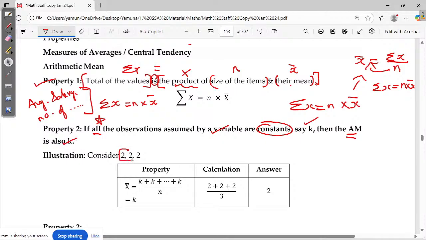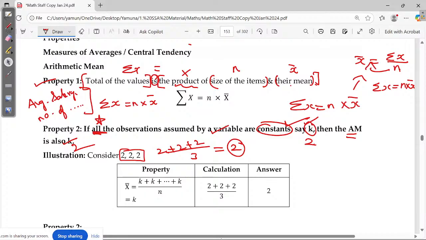See, let us consider this one. 2, 2, 2. You find the arithmetic mean. 2 plus 2 plus 2. What do you mean by arithmetic mean? Add all and divide by 3. So 6 by 3, 2. See? Now read it. If all the observations assumed by a variable are constants, say k, say 2, then the arithmetic mean is also 2.